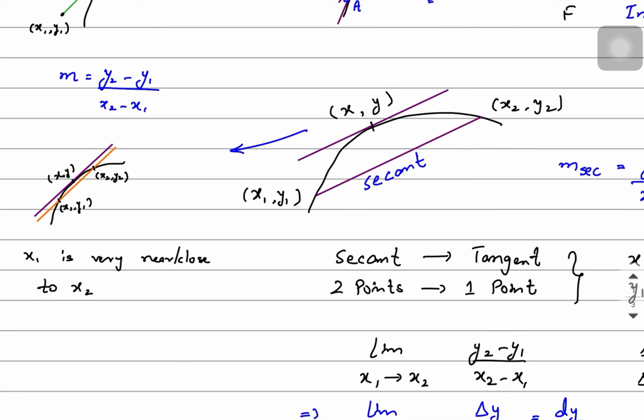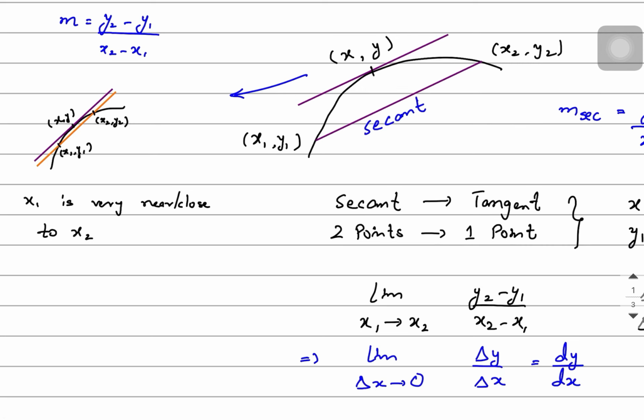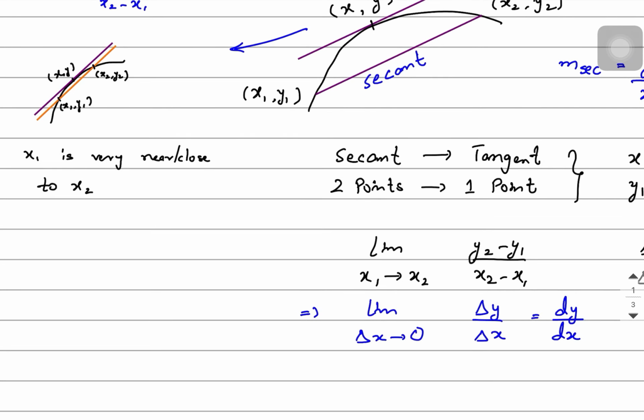So if x1 and x2 are very close to each other, then I would say that the change in x is almost 0. So this complete thing, when the change in x is almost 0, will be equal to dy over dx in the short form.